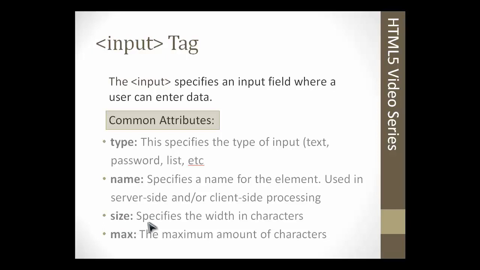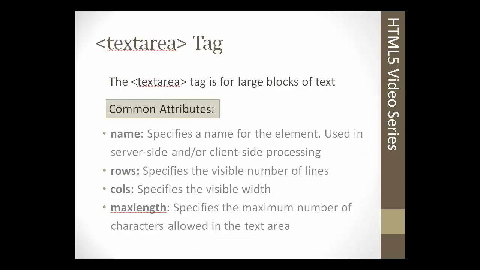Next we have the size, which will specify the width of the input field, usually a text field. It would define the width in characters. So if you wanted it 50 characters long, the attribute would be size 50. The max would be the maximum amount of characters allowed, and you can set this to 1 to whatever, 500. So these are the most common attributes used on this particular tag. So the input tag is not the only field we can use for user input.